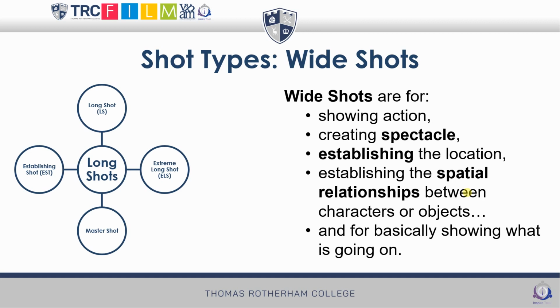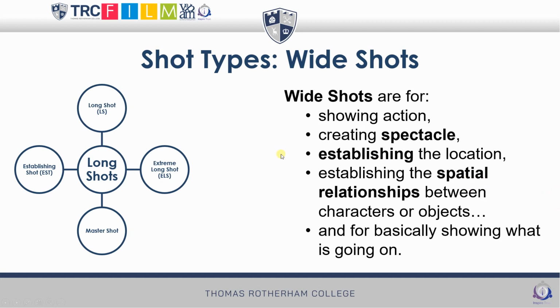Again, they can be used to establish a location. When you start a sequence, one of the first things you've got to know is, where are we? What's going on here? An establishing shot will show you where you are. Oh, I can see Big Ben, I can see red buses, I can see black cabs. I must be in London, right? That's an establishing shot. Again, like a medium shot or a three-quarter shot, they can establish those spatial relationships between characters, so the proxemics, where people are. And they're basically just there to show what's going on.